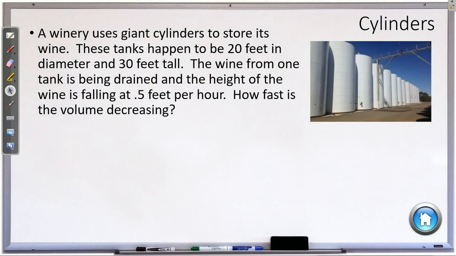So, yes, it's a word problem. Stay with me though. A winery uses giant cylinders to store its wine. These tanks happen to be 20 feet in diameter and 30 feet tall. The wine from one tank is being drained, and the height of the wine is falling at 0.5 feet per hour. How fast is the volume decreasing?